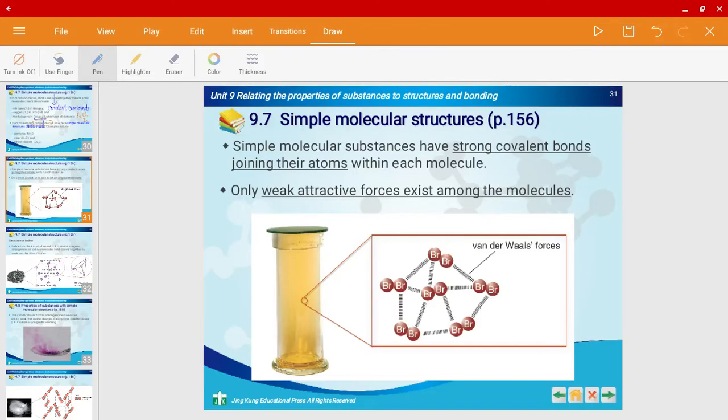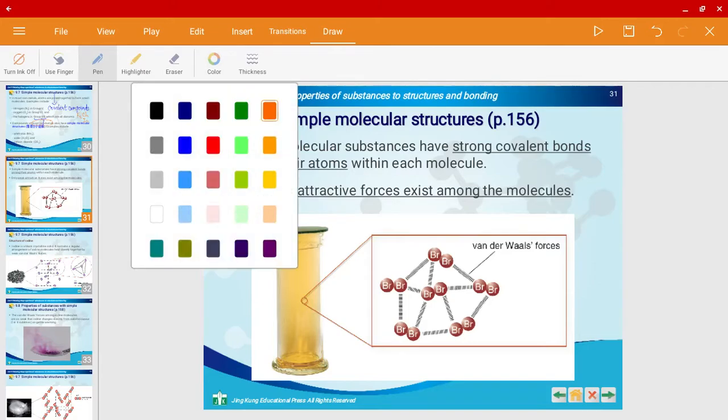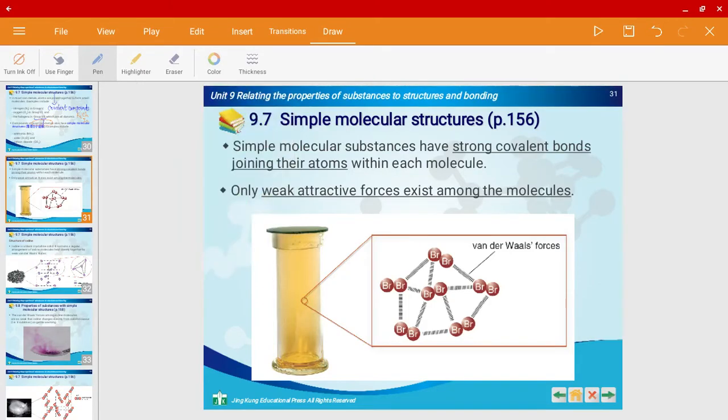Simple molecular substances have strong covalent bonds within each molecule. So within each molecule, there are strong covalent bonds. I would like to emphasize one word: within each molecule, there are strong covalent bonds.